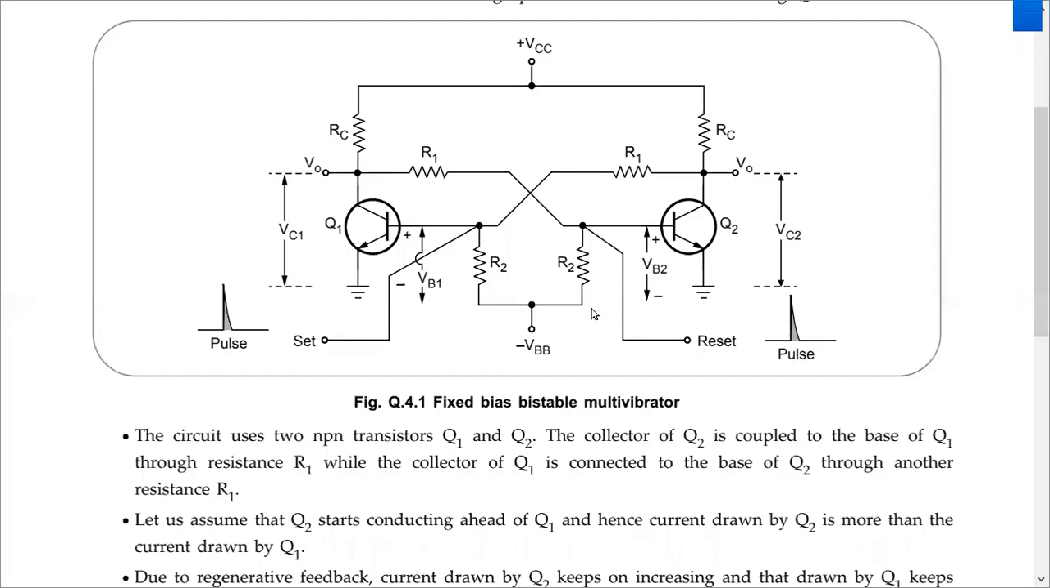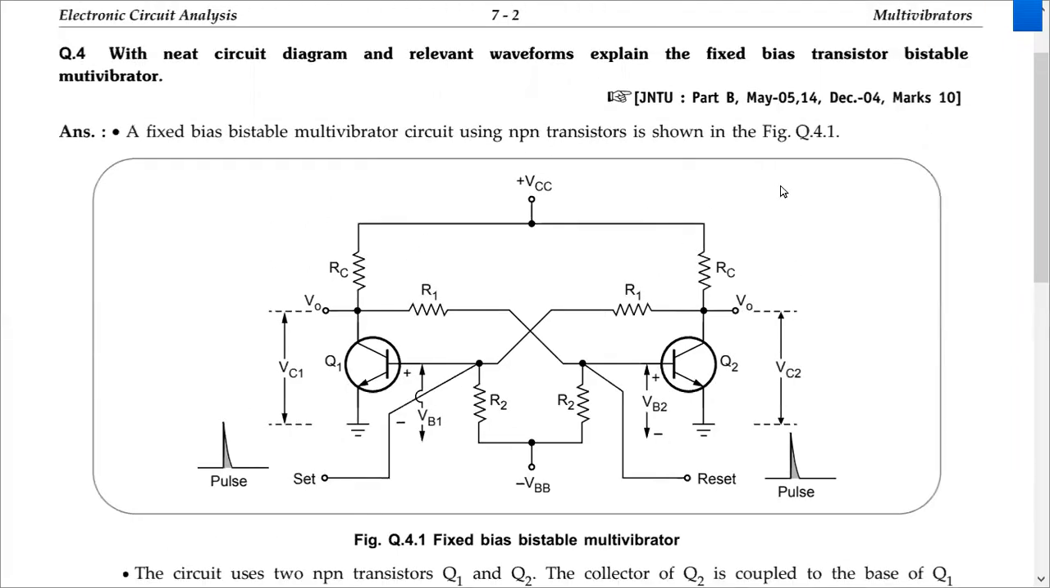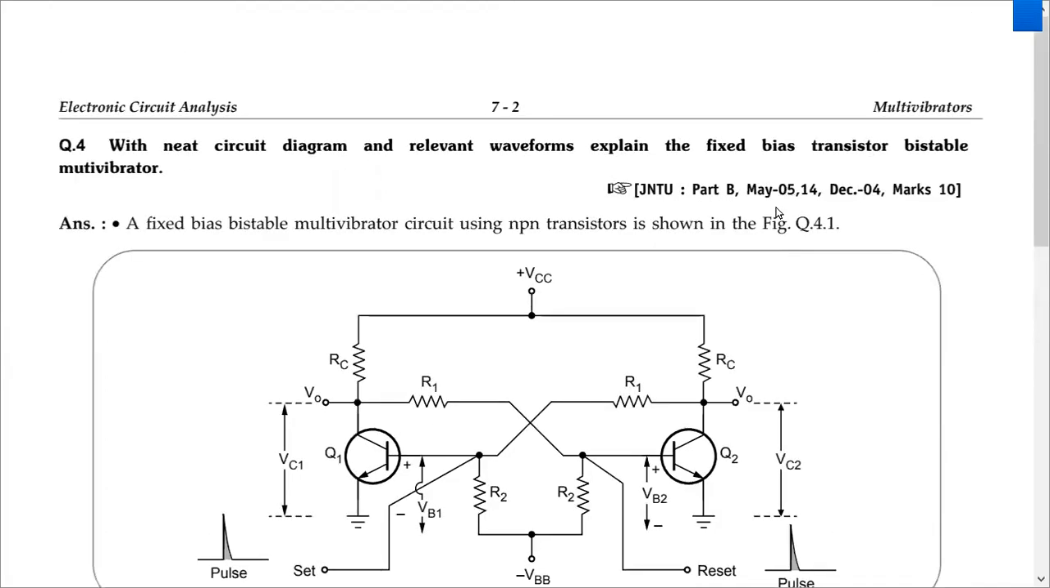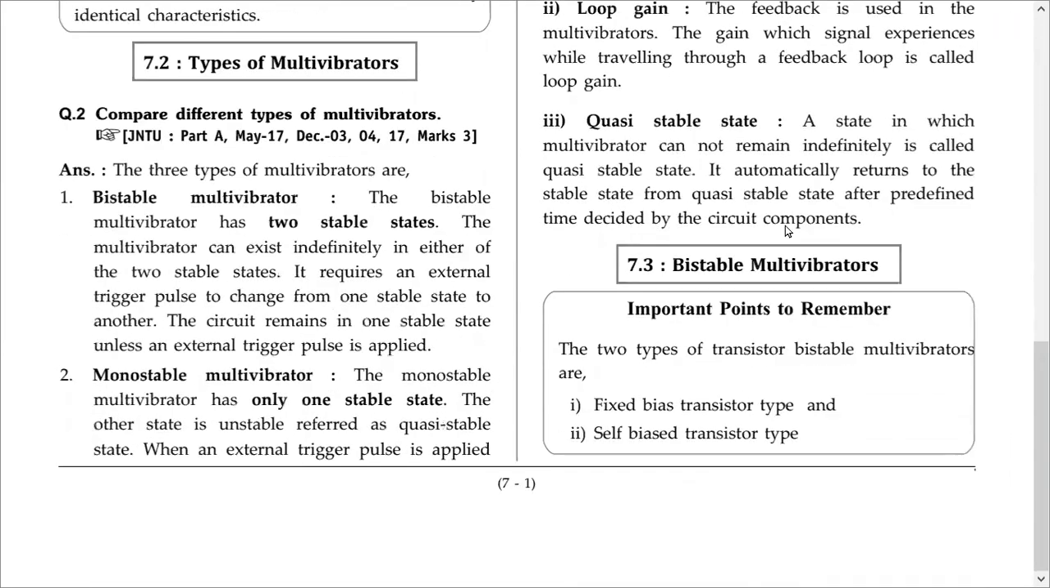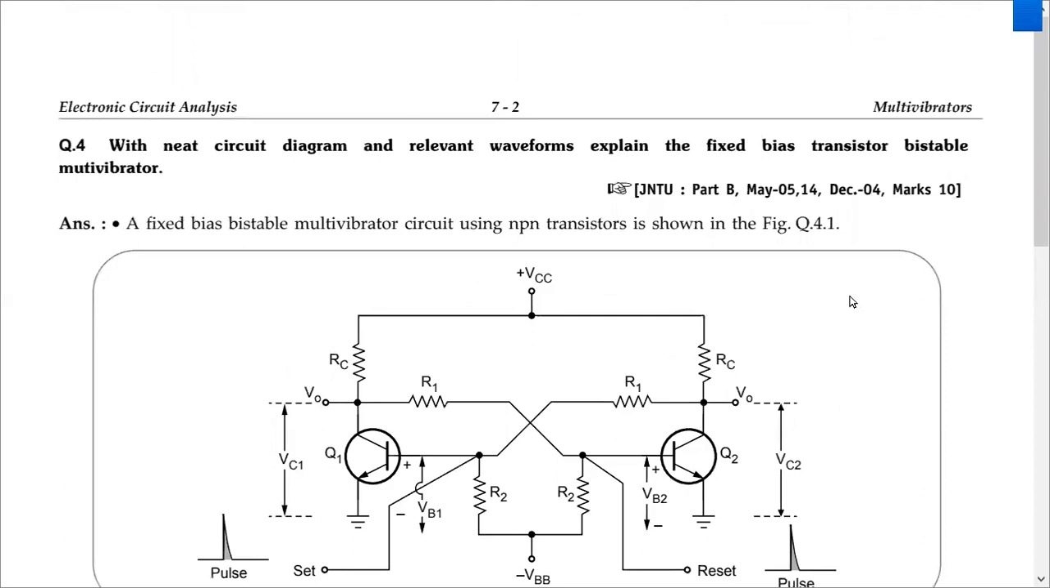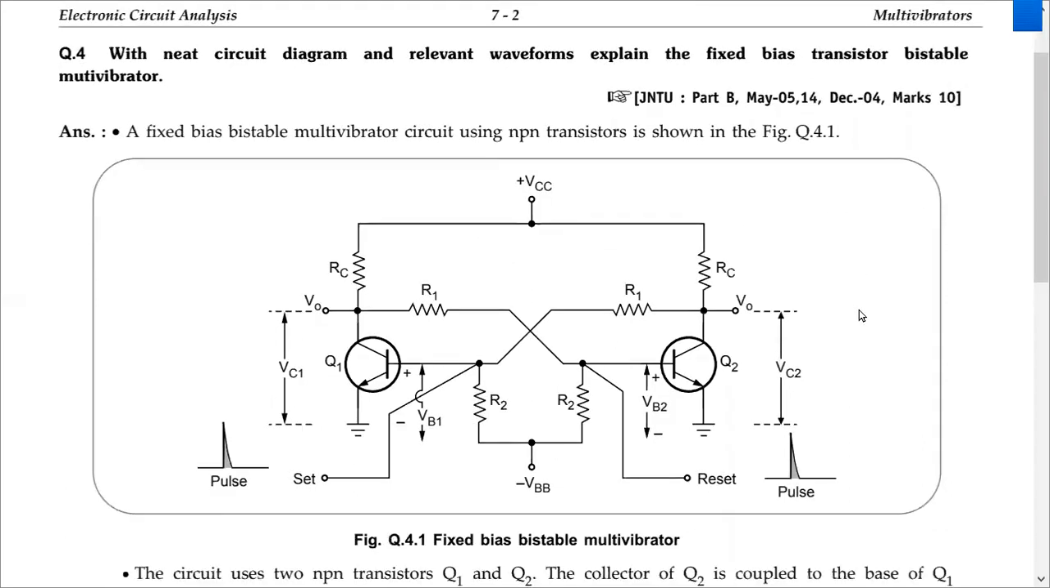Okay, so once again, let us quickly recollect what we have discussed in the previous class. In the previous class, we started discussing multivibrators. Under multivibrators, we had three categories. The first one we started discussing is bistable multivibrator. Under bistable multivibrator, we have again two categories: fixed bias transistor type bistable multivibrator and self bias transistor type bistable multivibrator. We started discussing fixed bias bistable multivibrator in the previous class.